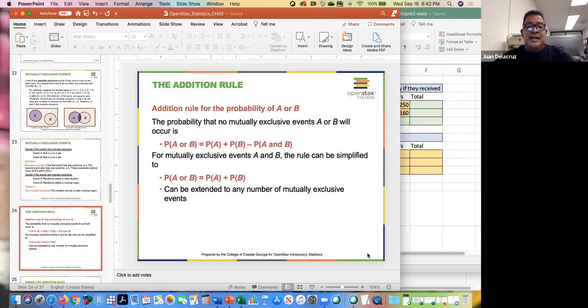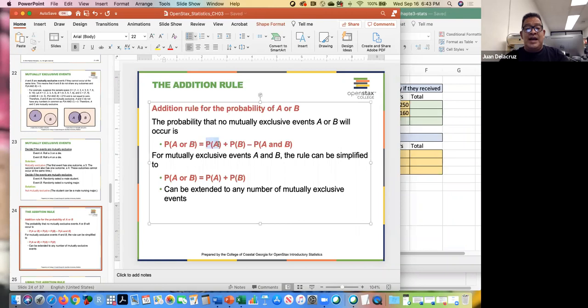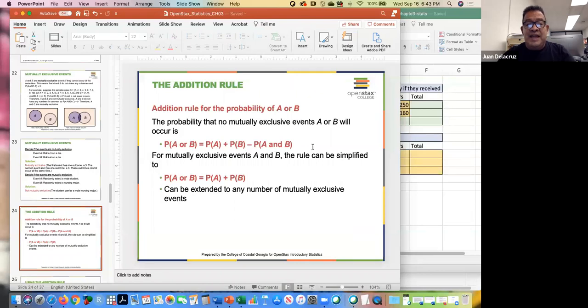So the addition rule is very similar to the previous one. Remember that in the multiplication rule, we were using "and." So in this case, which rule do you need to apply? Well, I need to see the proposition. In this case, it is the probability of A or B, right? So when they are not mutually exclusive, we are going to have the probability of A plus the probability of B minus the probability of A and B.